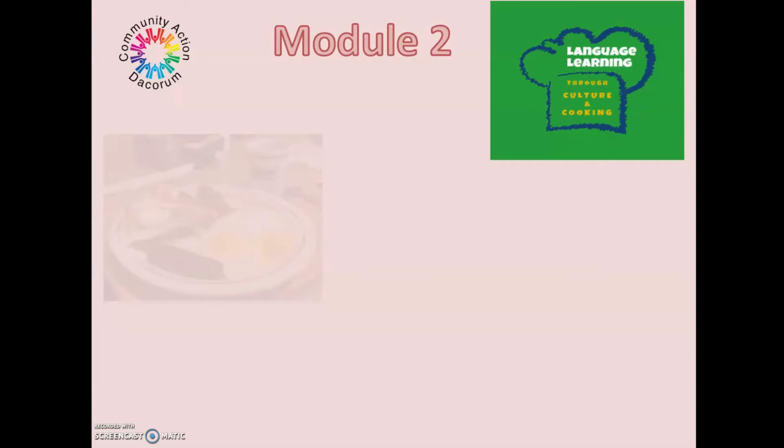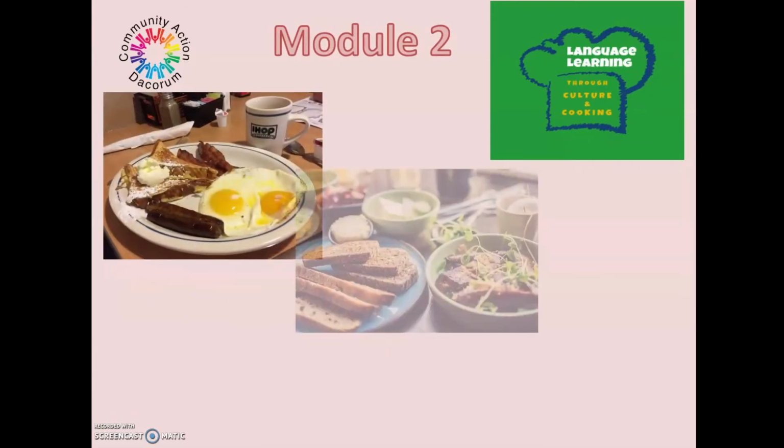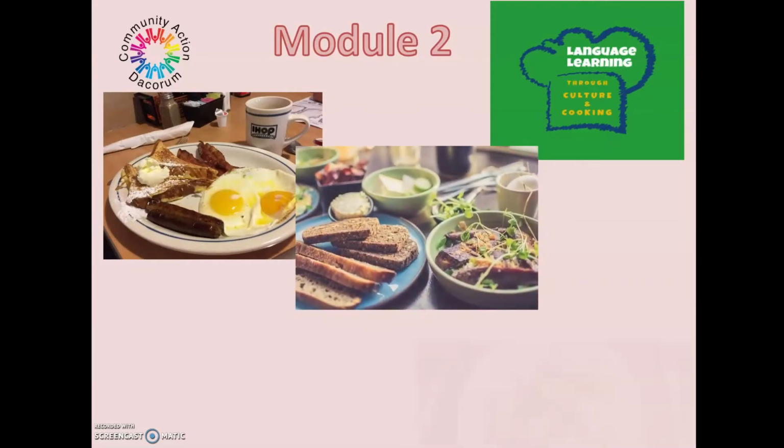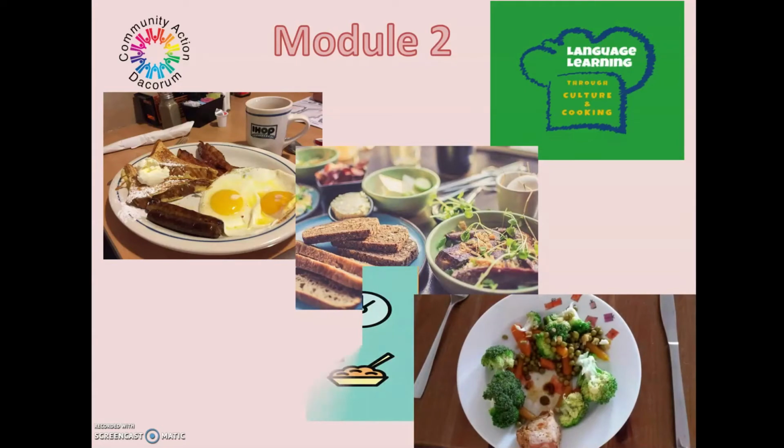In Module 1 we looked at 3 different types of meals that people have in the day: breakfast, lunch and dinner. They have a different meal at different times of the day: in the morning, sometimes in the afternoon, or some have a main meal in the evening. In Module 2 we will have a look at the different types of courses that people have.